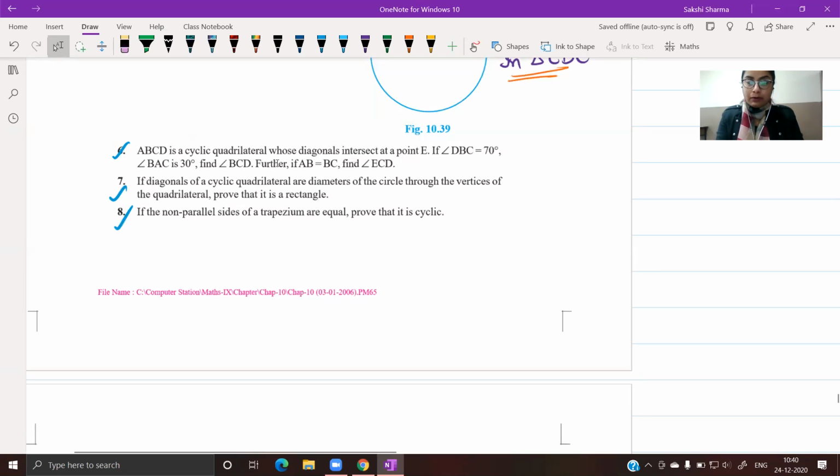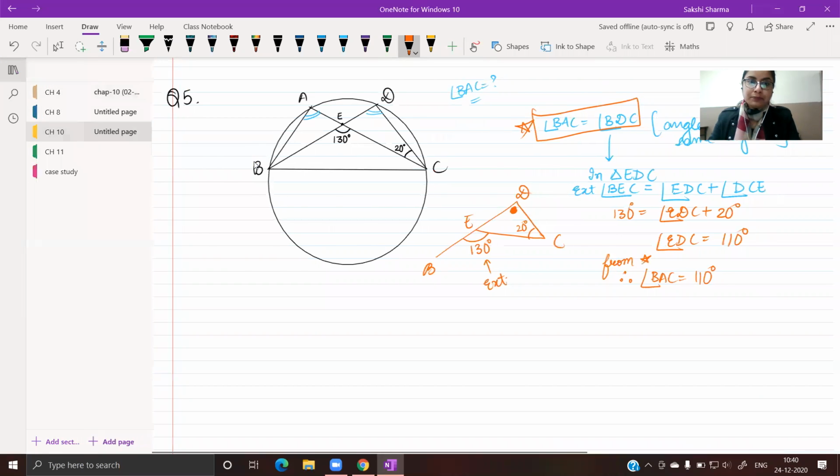ABCD is a cyclic quadrilateral. So you want to draw a circle, take 4 points on the circumference, and draw that quadrilateral. The diagonals intersect at point E, not necessarily at the center. You have been given DBC as 70, BAC as 30, find BCD. This is the first part. Once you have done this, you will take the next condition as the second part of the question. If in the same figure AB equals BC, what will be the measure of ECD? Let's draw the figure and then we will see what's given to us.